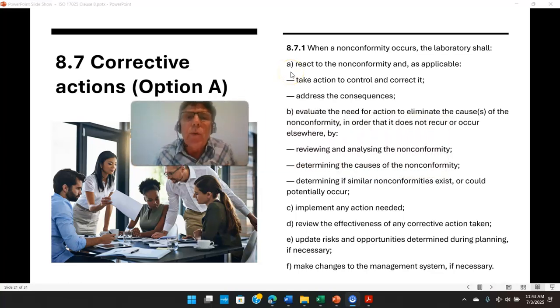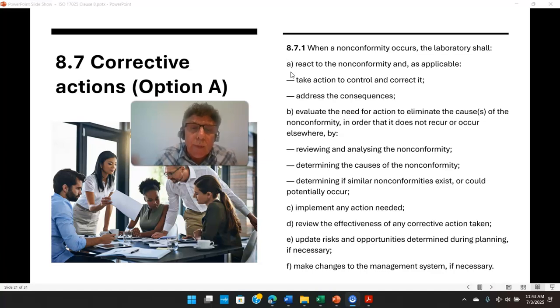So section 8.7.1, when a nonconformity occurs, the laboratory shall, so there's a shall statement, react to the nonconformity and as applicable, take control of it, correct it, and address the consequences. They should evaluate the need for action to eliminate the cause. So you need to eliminate the cause, document the cause of the nonconformity in order that it does not recur or occur elsewhere, that's in another area of the laboratory, by reviewing and analyzing the nonconformity, determining the causes of the nonconformity, and determining if similar nonconformities exist or could potentially occur.